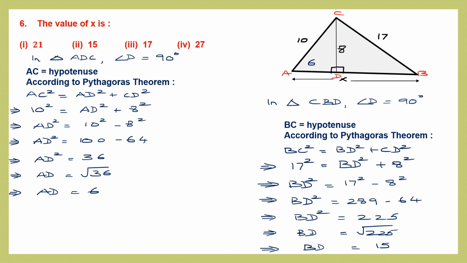Let's write it there in the figure. So here we have 15. So now we're going to find the value of x. X is equal to AD, the length of AD, plus the length of BD. So AD is 6 and BD is 15. So the value of x is equal to 21. 6 plus 15 is 21. This is our answer, and that is option 1, 21.